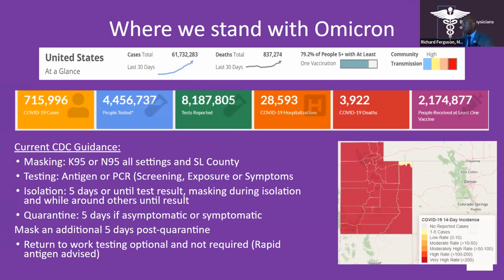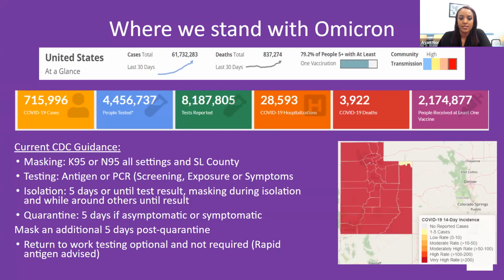For testing, we have the antigen, which is also known as the rapid testing, and the PCR. Just for screening purposes, make sure you're getting tested if you've been exposed or have had symptoms, like Dr. Ferguson said. When it comes to isolation, the CDC guidelines have changed. Make sure you are isolating now for 5 days or until the test results are back. We know that testing right now has been pretty crazy, so it may take a bit longer to get your results back.